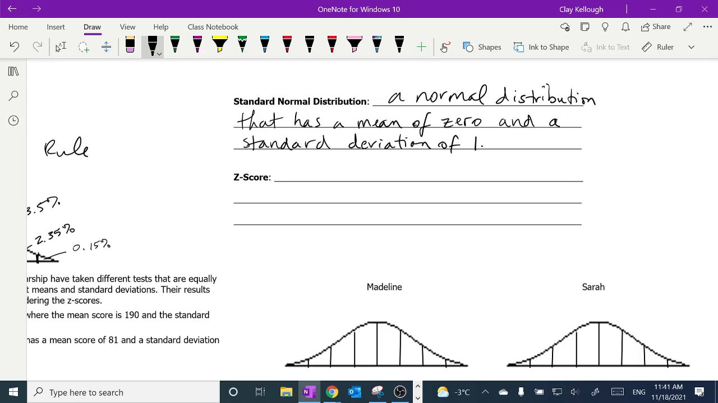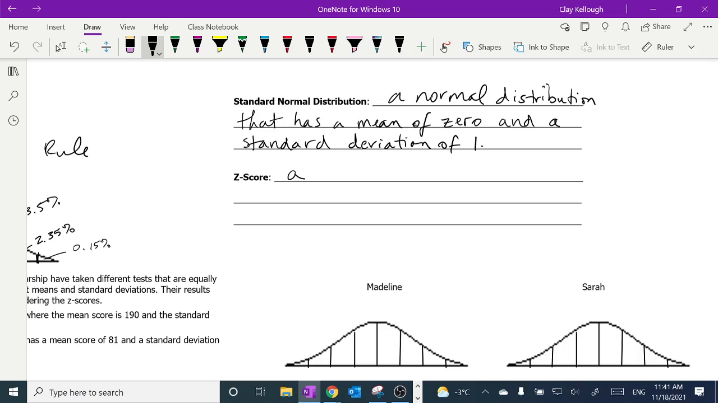So what's the difference between a normal distribution and a standard normal distribution? Well, a normal distribution can have any mean you want, right? Like look at the example we just had. We were doing one where the mean turned out to be 72.25. And the example before that, the mean turned out to be 104.5. On a standard normal distribution, the mean is 0, and the standard deviation is 1.